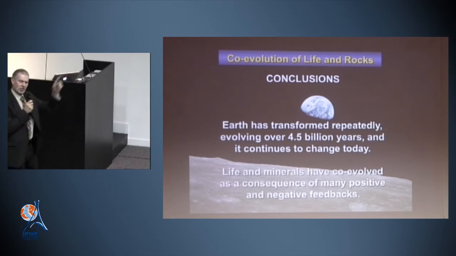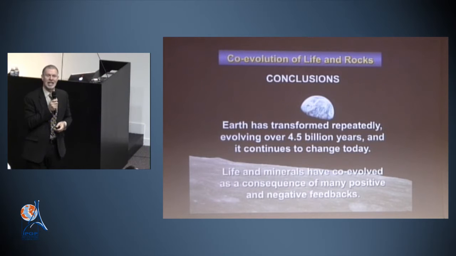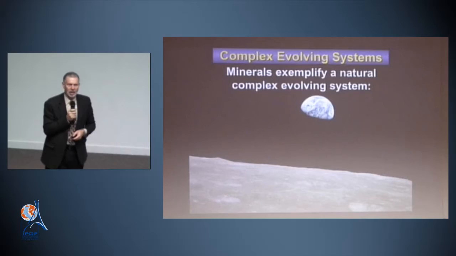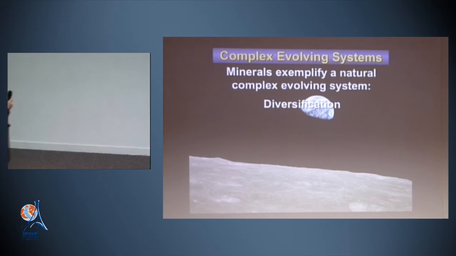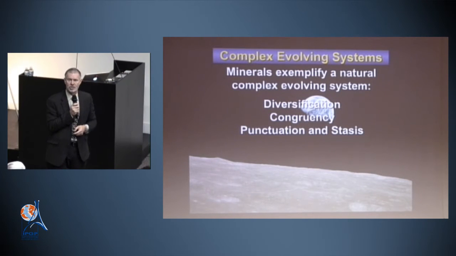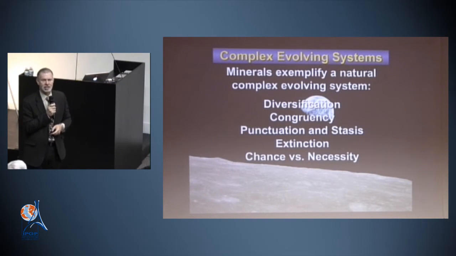So, the first part of my talk, these are the conclusions, that Earth is transformed repeatedly over 4.5 billion years, that the minerals that we see tell us about that transformation, and that indeed minerals have co-evolved with life over much of that period. One of the things that's fascinating about minerals, therefore, is that it's a complex, evolving system. And in this respect, it's like many other evolving systems we see at or near Earth's surface. There are many characteristics. We've seen diversification through time. We've seen contingency. We've seen periods of punctuation, but also periods of stasis. There are extinction events.